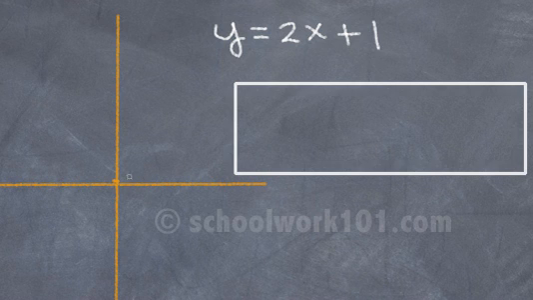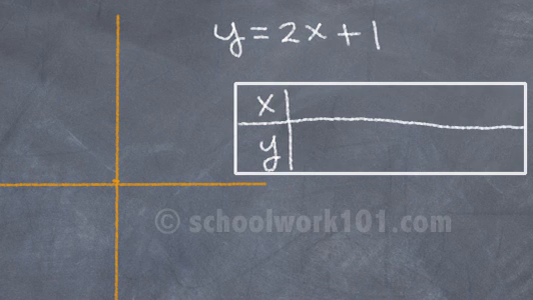Now I've got the Cartesian plane over here, and then I've got the table that we're going to use just to plot some points right here. Now this is going to be my x values, and this will be my y values. And I'm just going to pick a few here. So what happens when I plug 0 in? I get 2 times 0 plus 1, and we're just going to be left with 1. So I plugged 0 in for x, and we got 1 for y.